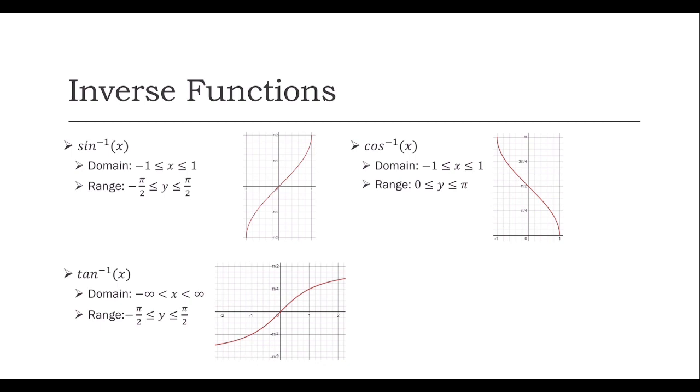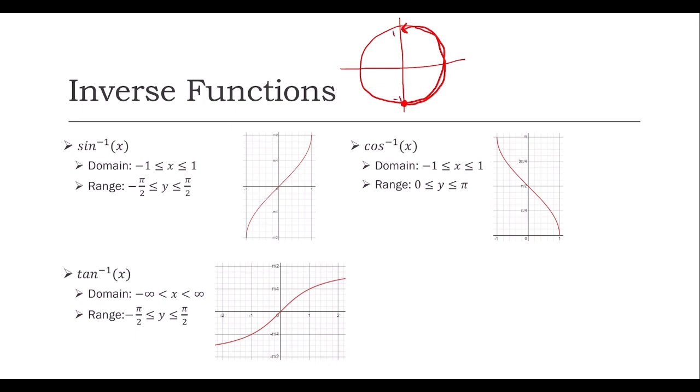Here are the graphs and domain and range for our inverse functions, for inverse sine, inverse cosine, and inverse tangent. So for inverse sine, your domain is from -1 to 1, because it's a ratio between -1 and 1. Your range is going to be from -pi/2 to pi/2. So if you look at your unit circle, your sine function will give you something between here and here, because those will be our smallest angles and give us all the different outputs of sine from -1 to 1.